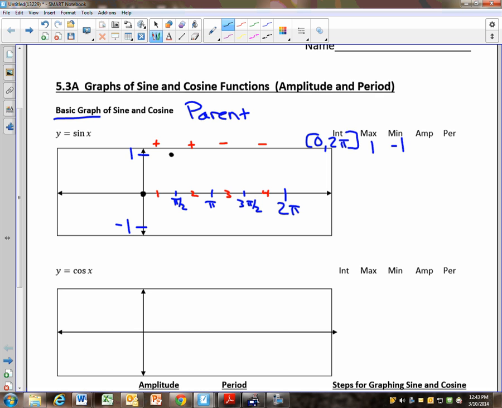If I look at pi over 2, the top of the unit circle, you can see that the y value is 1. When I go to pi on the left-hand side, what's the y value? When I go to 3 pi over 2, or the bottom, what's the y value? And when you move back up to 2 pi, what's the y value? 0. If I connect the shape, what shape do you have? It's a wave.